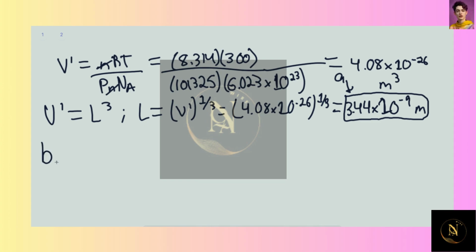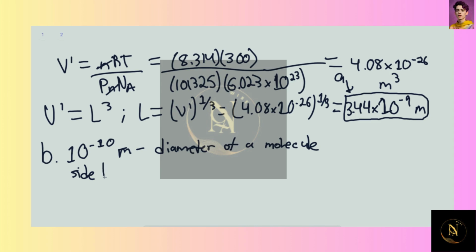And B is asking us, how does this compare to the order of 10 to the negative 10th meters diameter of a molecule? So it would be 30 times larger. The side length would be 30 times larger than the diameter of a molecule.